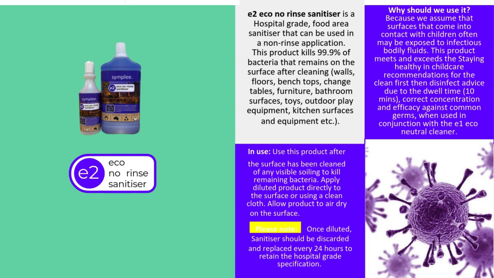Symplee E2 Eco No Rinse Sanitizer. E2 Eco No Rinse Sanitizer is a hospital-grade food area sanitizer that can be used in a non-rinse application. This product kills 99.9% of bacteria that remains on the surface after cleaning. When using this product after the surface has already been cleaned and visible soiling removed, it is used to kill the remaining bacteria.